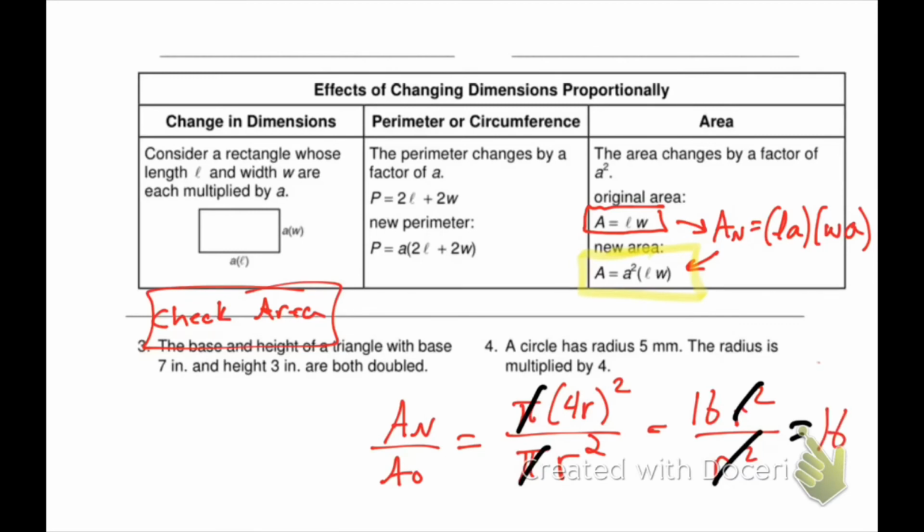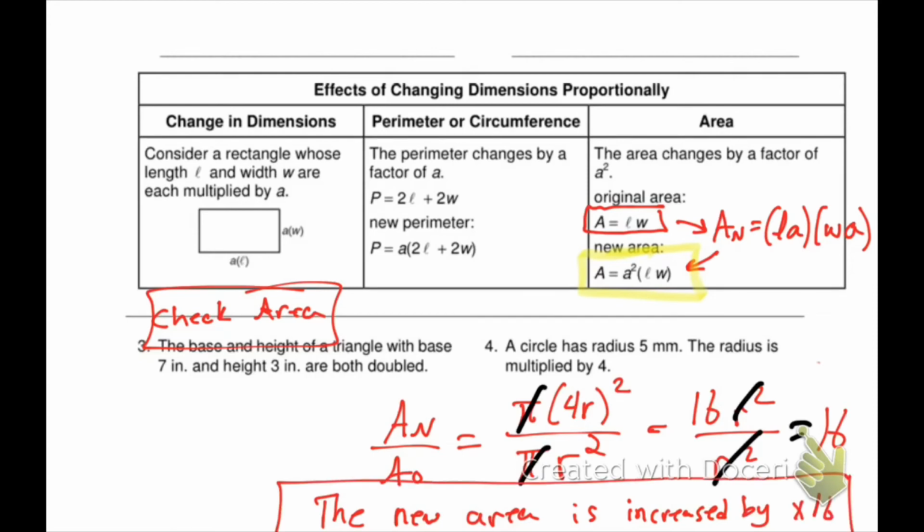So my answer is the new area is increased by a factor of 16. That's your answer. Now you could also do this for circumference. I'll quickly do that. I don't want to go too long in the video.